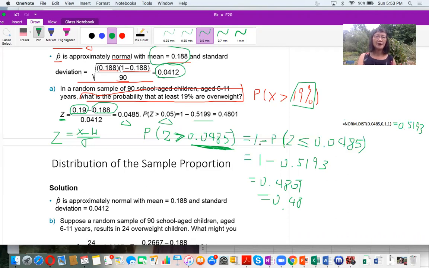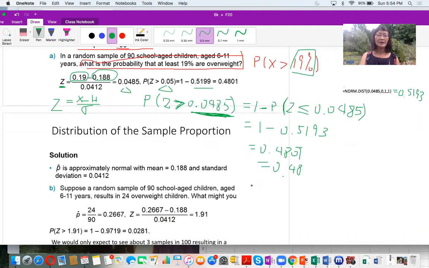So we answered question A. The probability that at least 19% are overweight is 0.48. So let's answer question B. Suppose a random sample of 90 school-aged children aged 6 to 11 years results in 24 overweight children. What might you conclude?